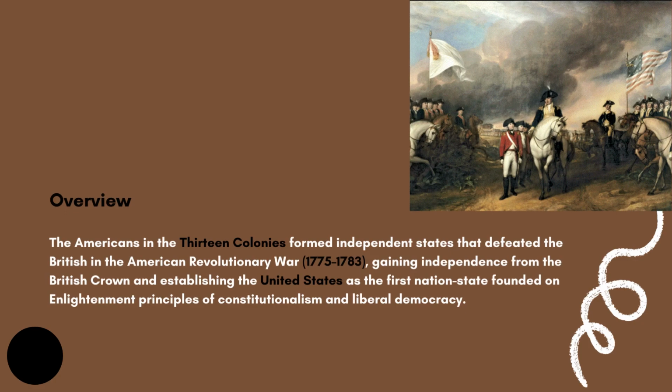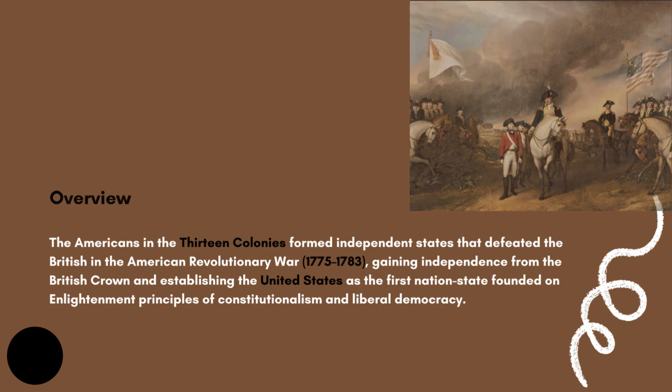So, overview: the Americans in the 13 colonies formed independent states that defeated the British in the American Revolutionary War, 1775 to 1783, gaining independence from the British Crown and establishing the United States as the first nation-state founded on Enlightenment principles of constitutionalism and liberal democracy.